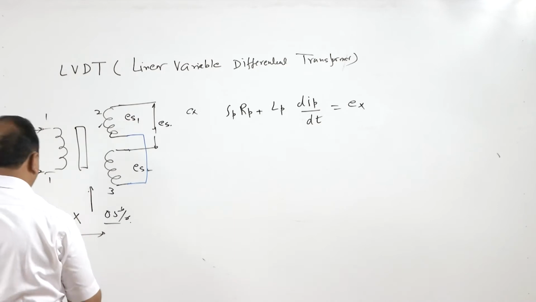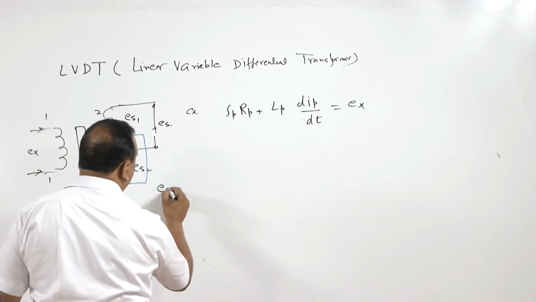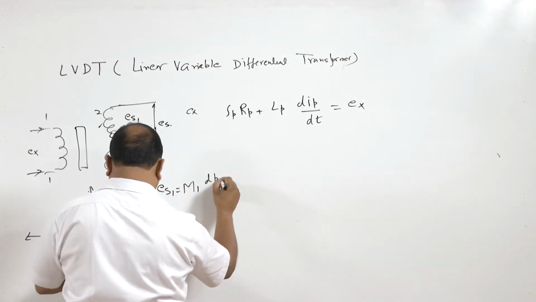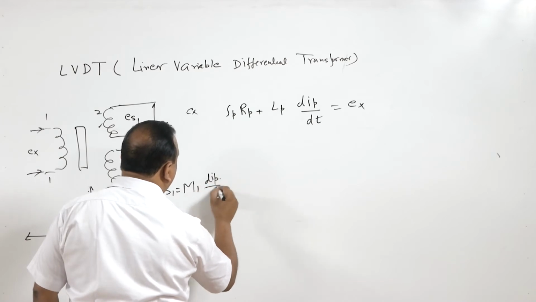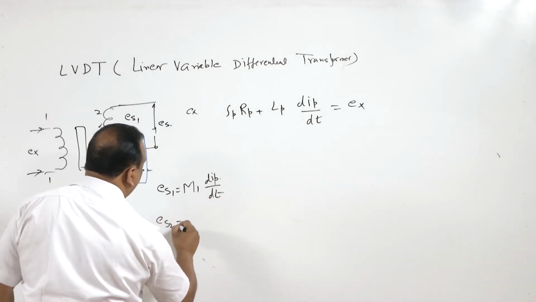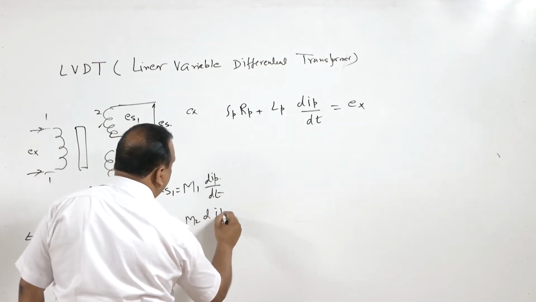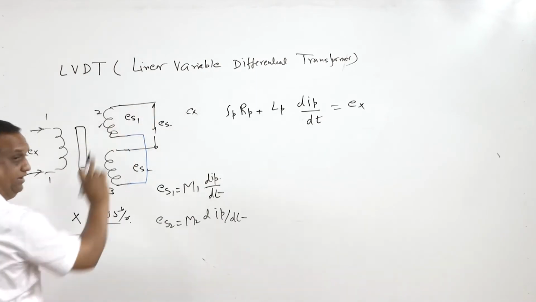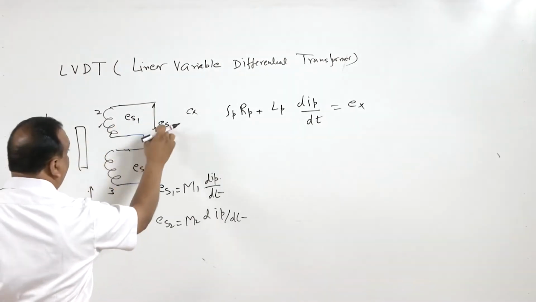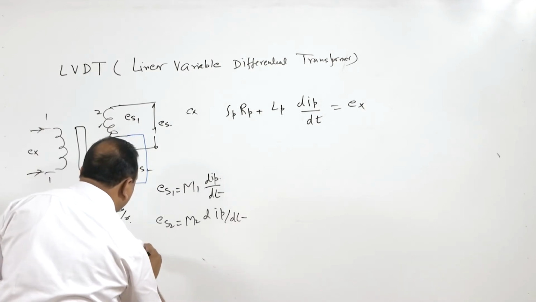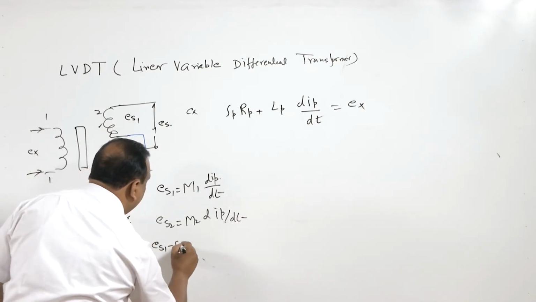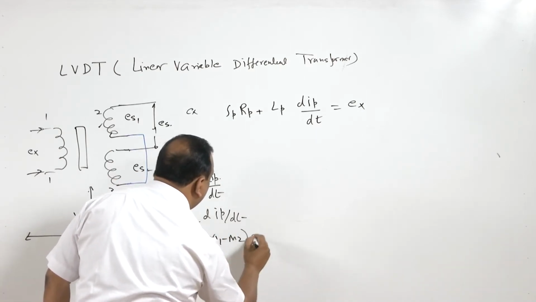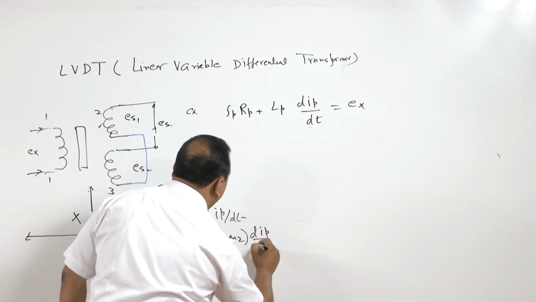Now in the secondary side, ES1 is equal to M1 dIP by dt. ES2 is equal to M2 dIP by dt. So the difference of these two, this is differential, that is why it is called differential. Now the difference of ES1 and ES2 is coming here, so ES is equal to ES1 minus ES2, which is M1 minus M2 dIP by dt.